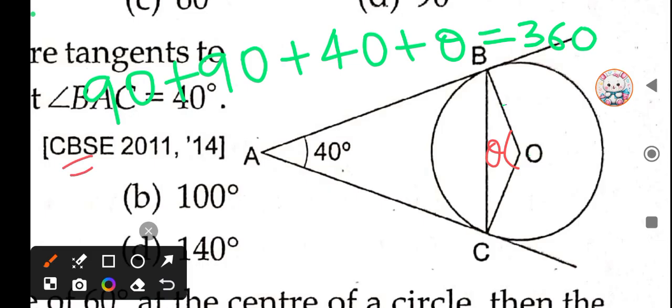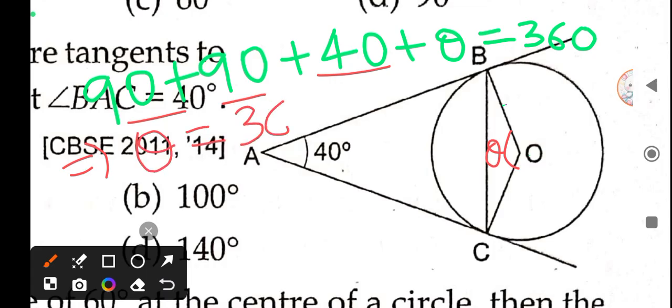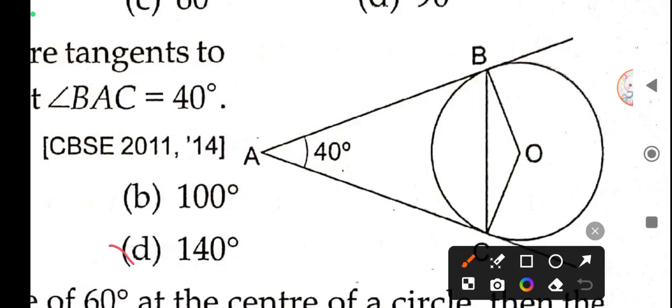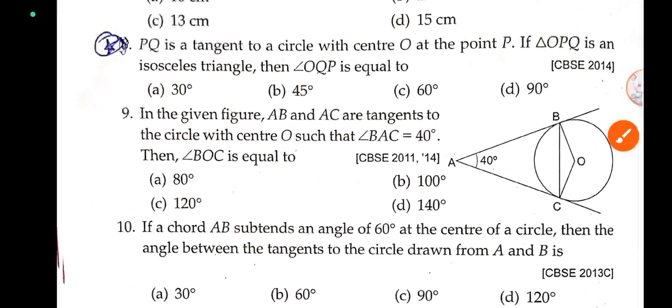Now 90 plus 90 is 180, and 180 plus 40 is 220. So theta will be 360 minus 220. Finally theta will be 140 degrees. So option D, 140 degrees, will be the right answer of question number 9.